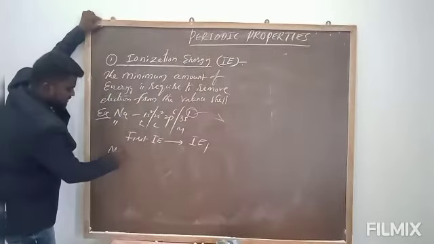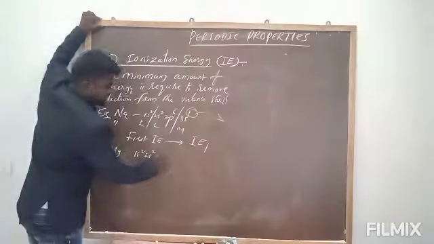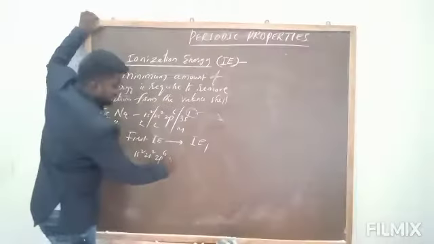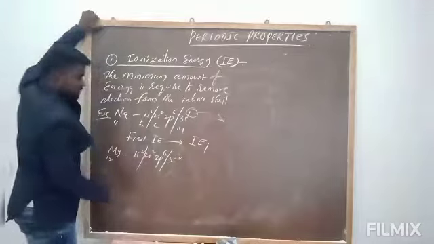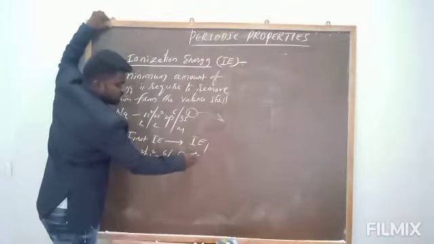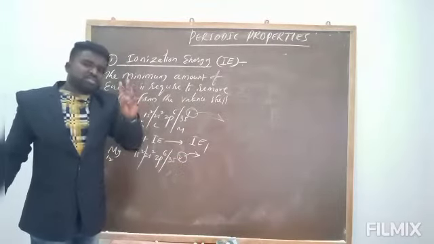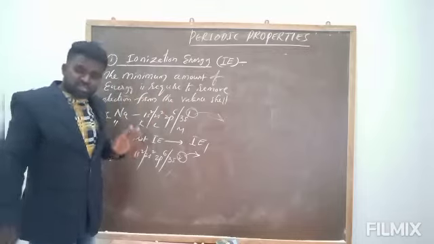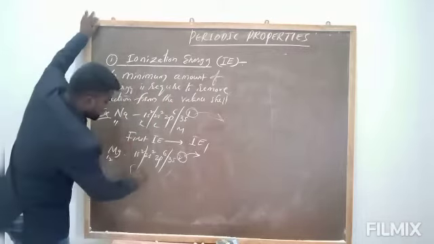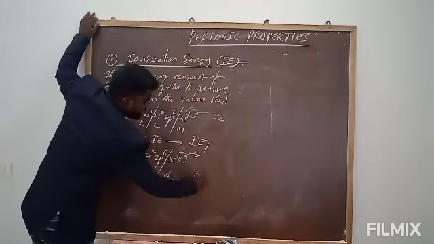Next, take magnesium 12, configuration 1s2, 2s2, 2p6, 3s2. Now from magnesium I am going to remove two electrons. Here I am removing two electrons, and this is known as second ionization energy, indicated by IE2.